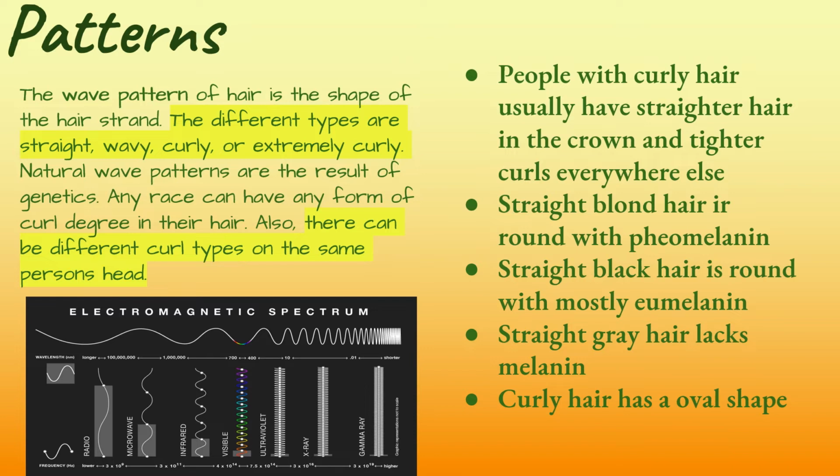Straight blonde hair is round with pheomelanin. Straight black hair is round with mostly eumelanin. Straight gray hair lacks melanin. Curly hair is an oval shape.